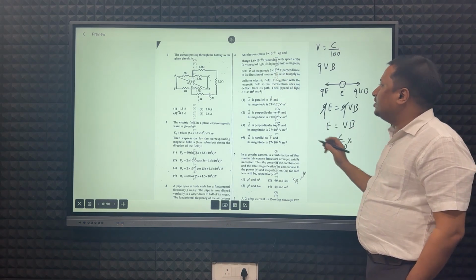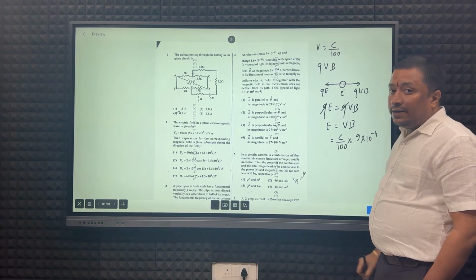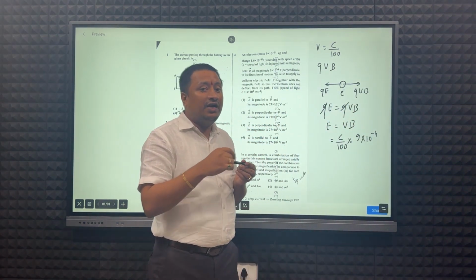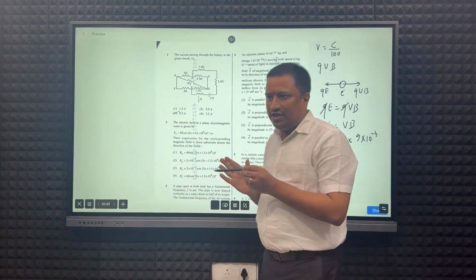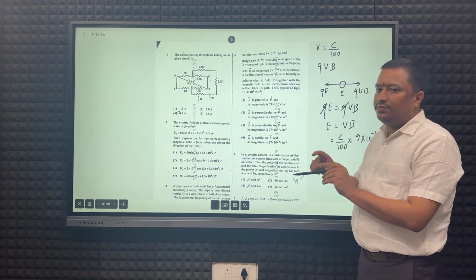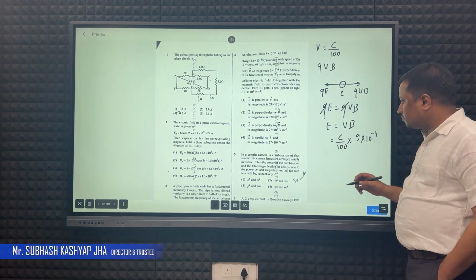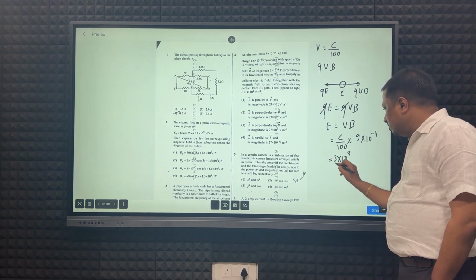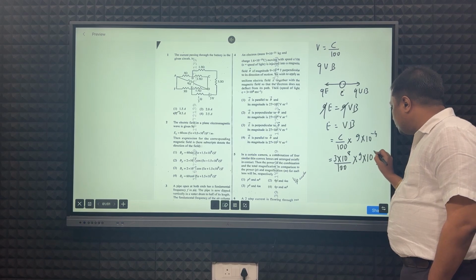Magnetic field it has been injected into 9 into 10 raised to power minus 4. And please remember, since magnetic field is in this direction, electric field has to be perpendicular, because magnetic field B cross B will be perpendicular, so electric field should be perpendicular to the magnetic field. Please mind this. Here C value is 3 into 10 raised to power 8 by 100 into 9 into 10 raised to power minus 4.